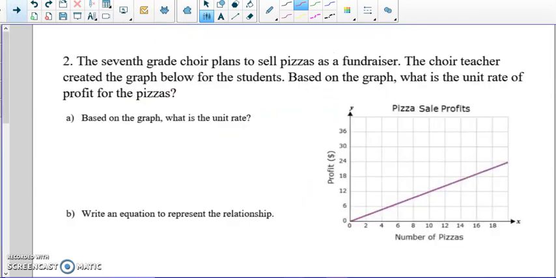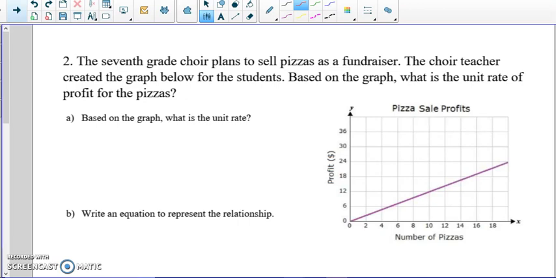The 7th grade choir plans to sell pizzas as a fundraiser. The choir teacher created the graph below for the students. Based on the graph, what is the unit rate of profit for the pizzas? So this means that after they take into account that they had to buy materials to make the pizzas, this is the end result, how much profit they make from each pizza.